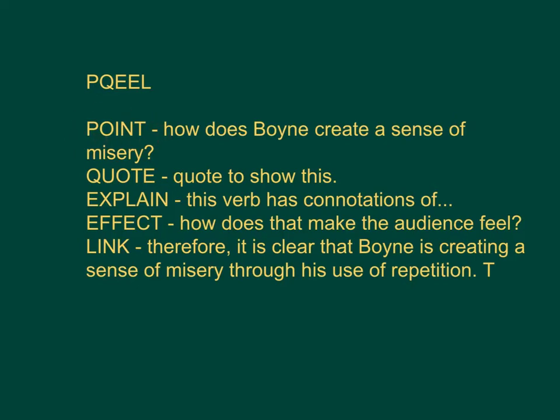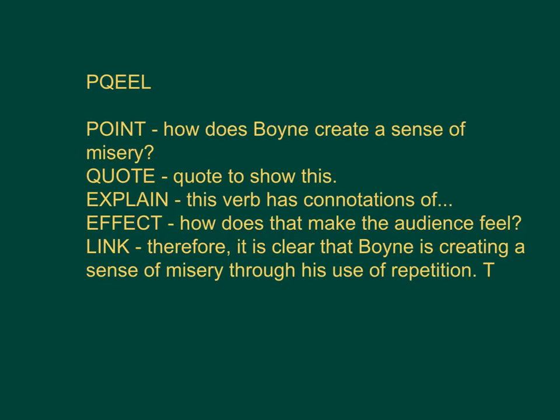Then what you need to do is find a quote that supports your point, because for all the audience knows, or the examiner, whoever's reading it, you could have just made up that point. Boyne might not have used repetition. You need a quote to show that he is actually doing this and that you know exactly what you're talking about. So just find any quote that shows that he's using repetition. Then that is your quote complete. You can tick that off.